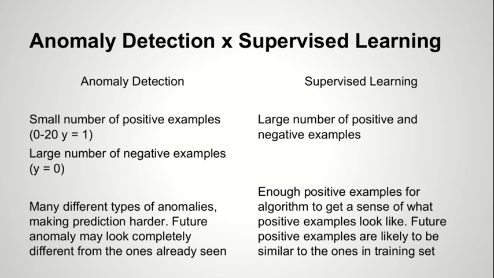And as I said before, anomalies come in all shapes and sizes, and it's hard to predict them. So a future anomaly may look completely different from the ones you already saw. So it's difficult for a supervised learning algorithm to learn what is going to be an anomaly or not. So in that case, anomaly detection is the way to go. But when you have a large quantity of positive data, and you can get a sense of what a future positive example will look like, then you'll be better off with the supervised learning algorithm.